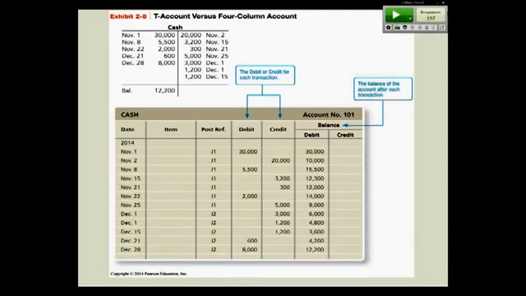So notice how the 4-column works. Debit and credit for the transaction, and then the balance has a debit and credit column. And if I needed to, while I'm looking at this ledger account, if I have any questions, I know I go to journal page 1, and that's where I find that account. So it's a cross-referencing system, and we'll also cross-reference the cash account.